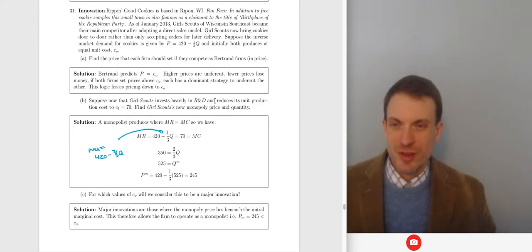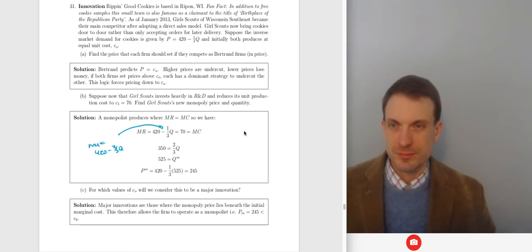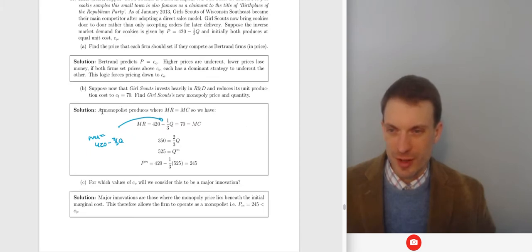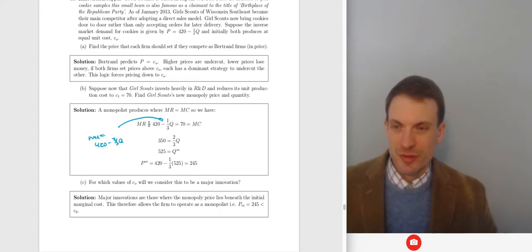Suppose Girl Scouts invests heavily in R&D and reduces its unit production cost to 70. Find Girl Scouts' new monopoly price and quantity. All right, so the monopolist produces where MR is equal to MC. So we're going to start off. Oh, whoops. So here was the market demand.